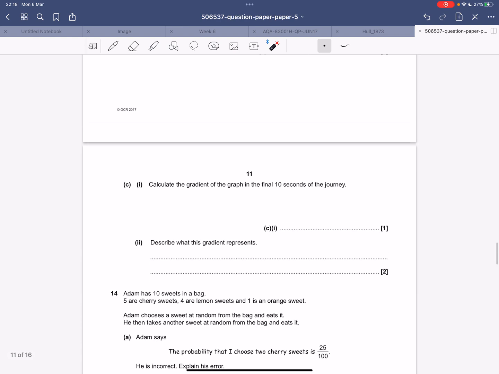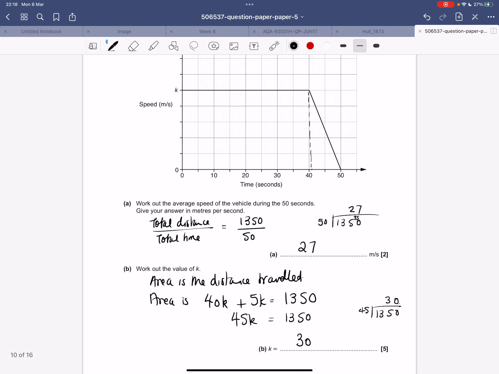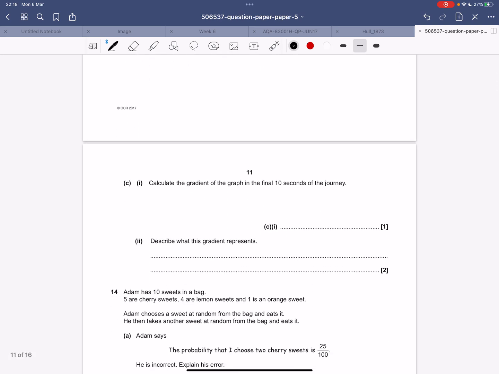Calculate the gradient of the graph in the final 10 seconds of the journey. Well, what did I say k was? 30. So the height is 30. So it drops 30 in 10 seconds. The gradient is the vertical change divided by the horizontal change.